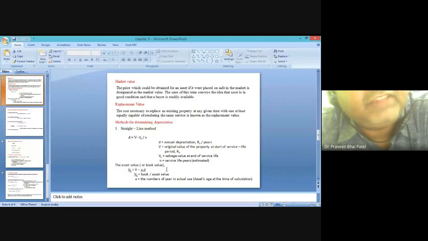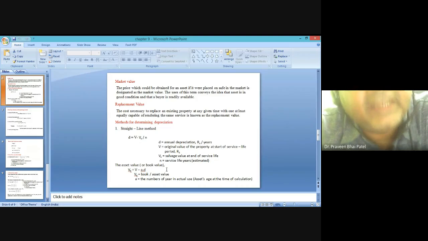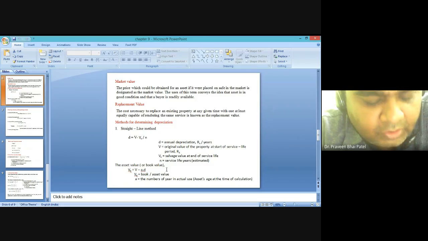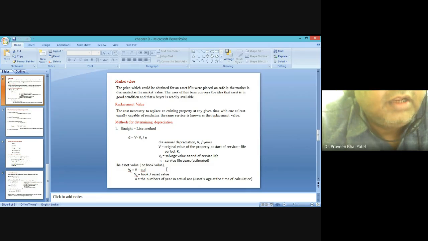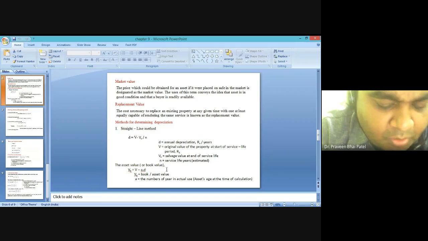Service life we have estimated 10 years, but suppose there is a breakdown, or there is any problem, then what is going to happen? We will have to calculate the number of years in actual use. Suppose the instrument or the delivery truck which we have taken worked only for 6 years. Then what will be the value? Then A will be equal to 6 years.